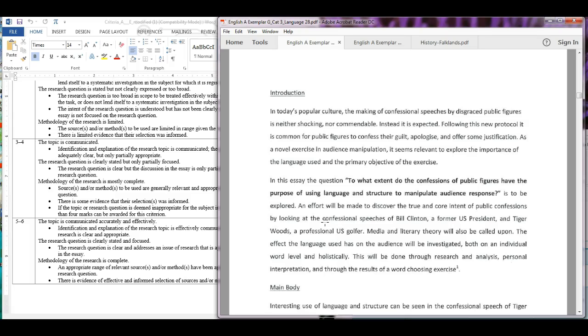Right there, what this candidate has done is they have built some contextualization, and then they have also discussed the worthiness of their topic. In that statement, it seems relevant to explore the importance of the language used and the primary objective of the exercise. The next paragraph: in this essay, the question, to what extent do the confessions of public figures have the purpose of using language and structure to manipulate audience response, is to be explored.